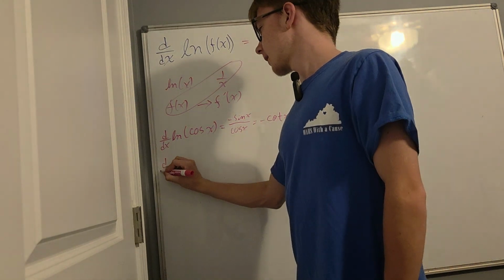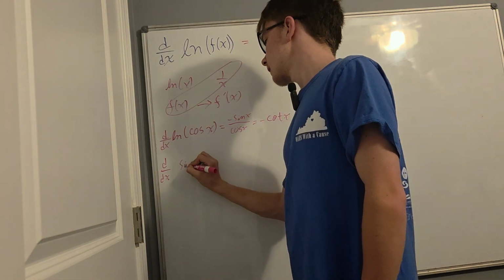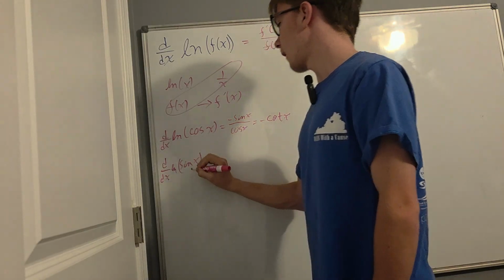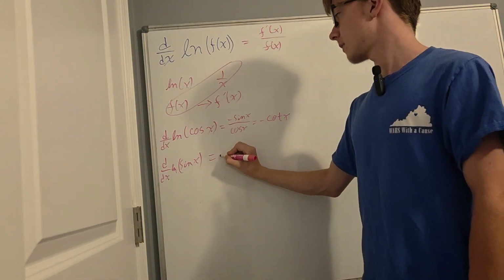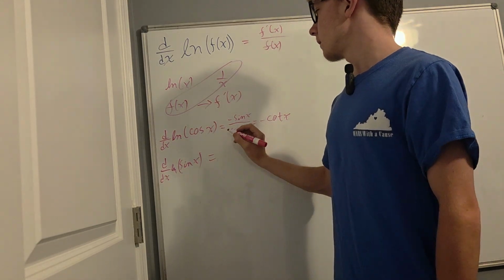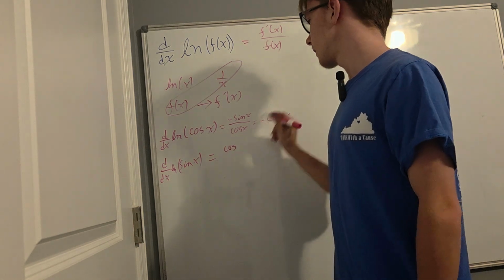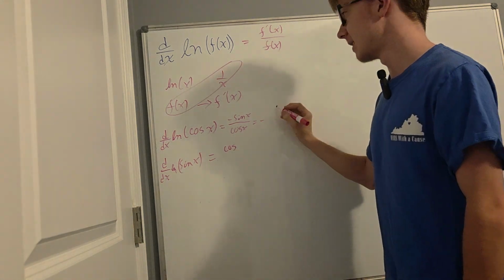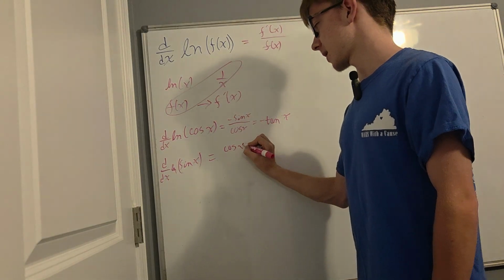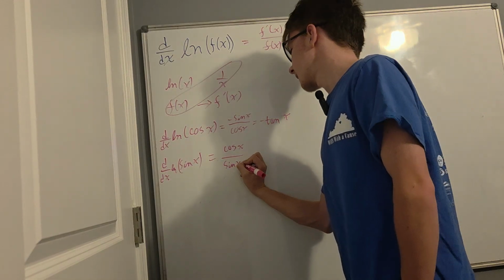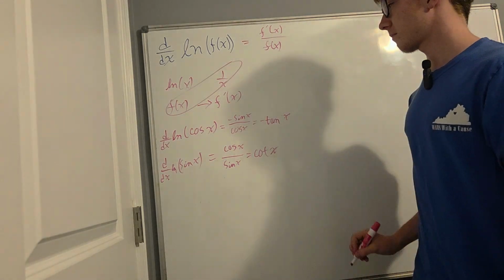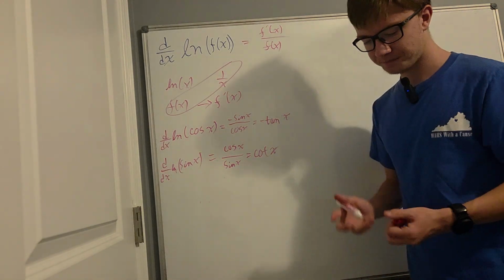Very similar: the derivative of ln of sine of x is equal to positive cosine over sine, which is cotangent of x. Sine over cosine is tangent, and I got that mixed up with this one. See, even I mess these up all the time.